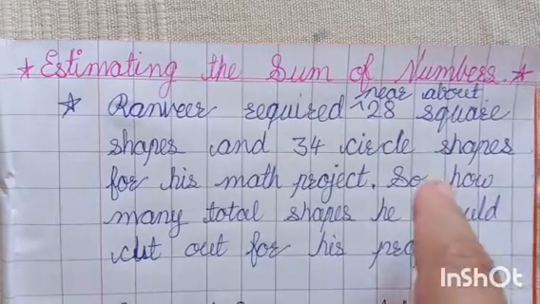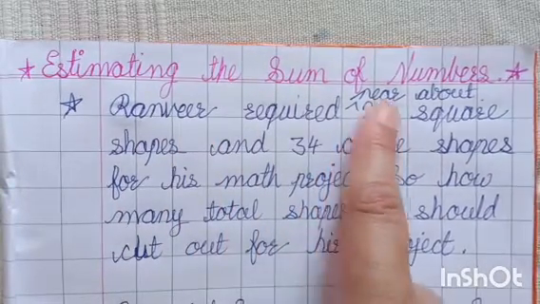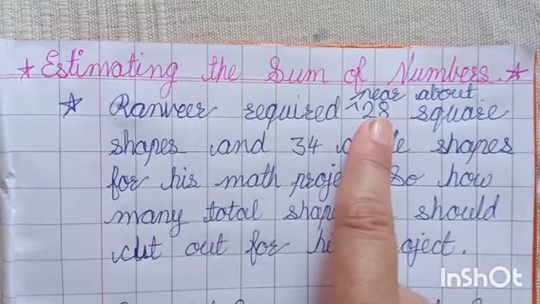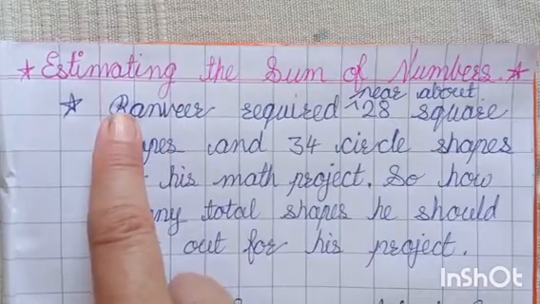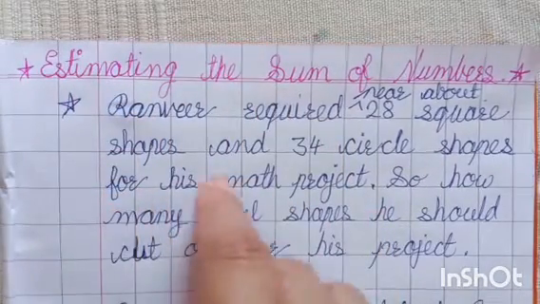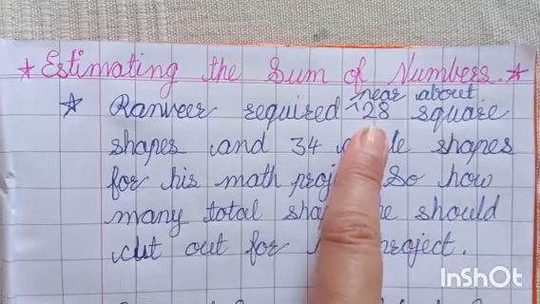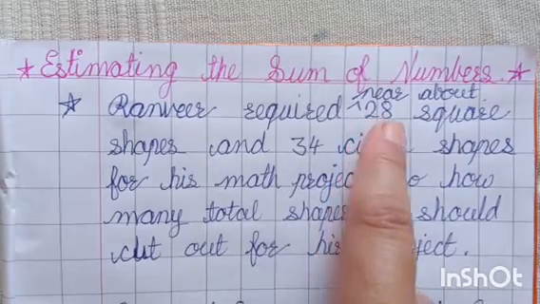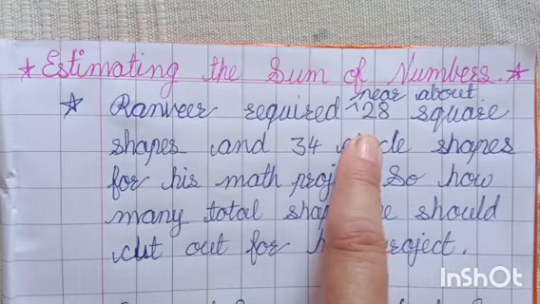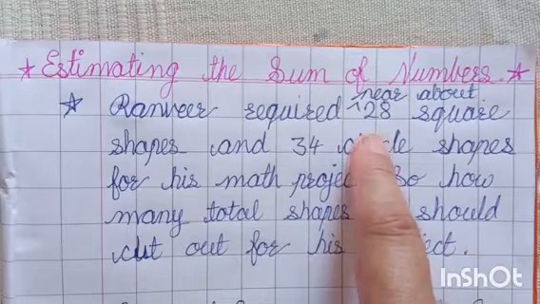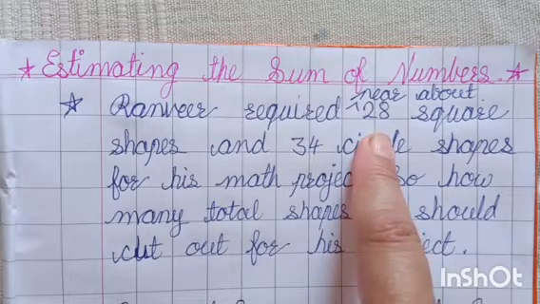So here Ranveer needs some shapes for his project, near about. It means it is not fixed how many he requires. So estimating means that the number is not fixed. Okay, so we have to find the estimated number. Estimated number means we have to find the nearest tens of the number. Yes, that we have already learnt in rounding off numbers to their nearest tens. Yes, no, if you remember. If not, you can see my video on round off.